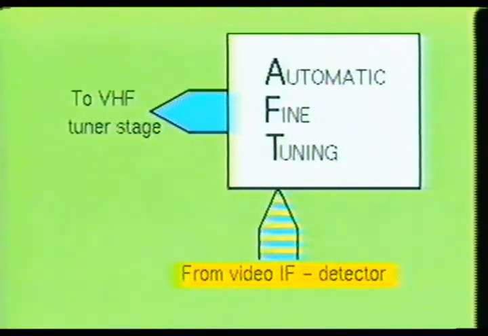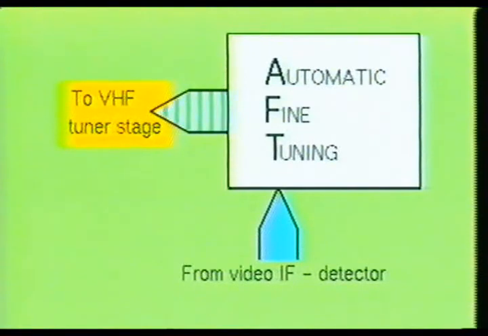Notice that the AFT stage is fed by the video IF detector section. The video IF detector stage outputs a 45.75 MHz AC signal into the AFT section. This signal is used to control the output of the automatic fine-tuning stage. The output of the AFT stage is then fed into the VHF section.